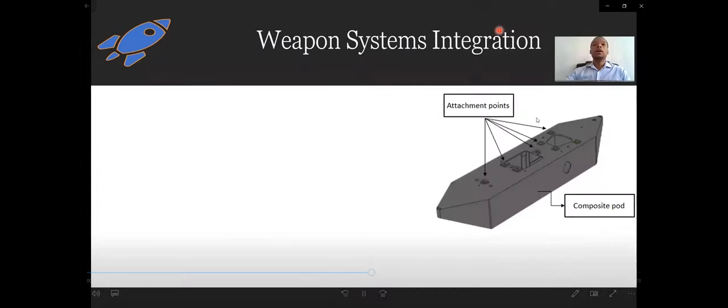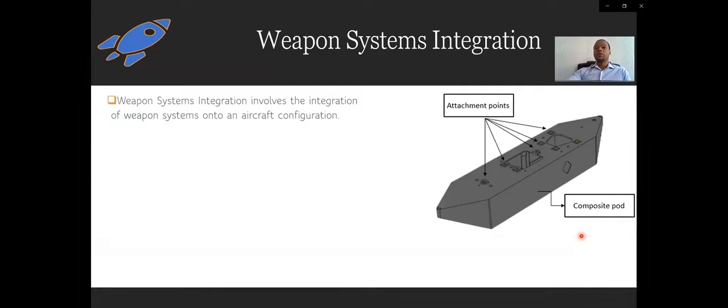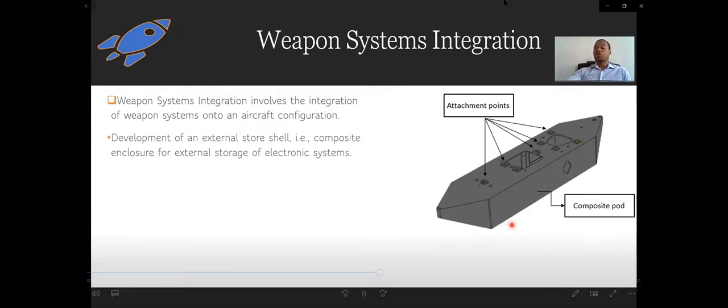A development area that has made extensive use of high performance computing is weapon systems integration. Weapon systems integration involves the integration of weapon systems onto an aircraft configuration. Part of this has been the development of an external store shell, for example, a composite enclosure for external storage of electronic systems as depicted.